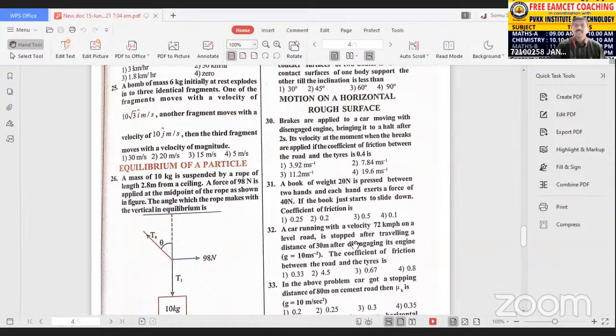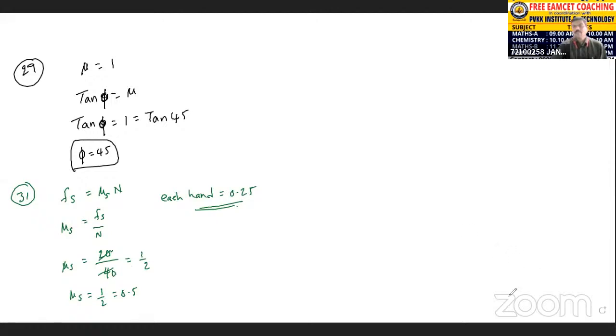Coefficient of static friction. It says the car is stopped, which means the final velocity is 0 and the initial velocity is given. Final velocity 0. Distance s is equal to 30 meters. Now we have to find the coefficient of friction. Okay? Right. Problem number 32.